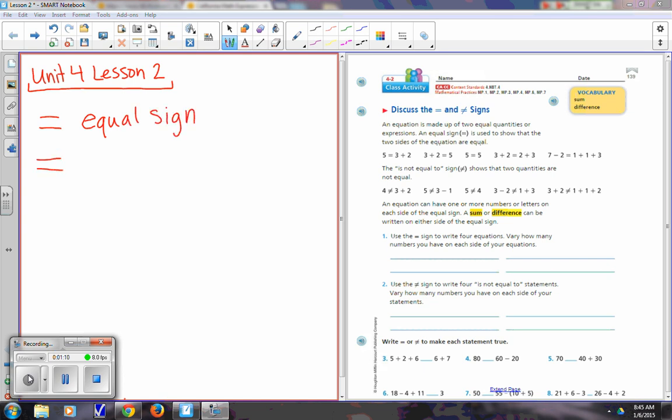And this is a not equal sign. You can write that in your notes. You need to write on page 139, for number 1, it says use the equal sign to write 4 equations. Vary how many numbers you have on each side of your equations.